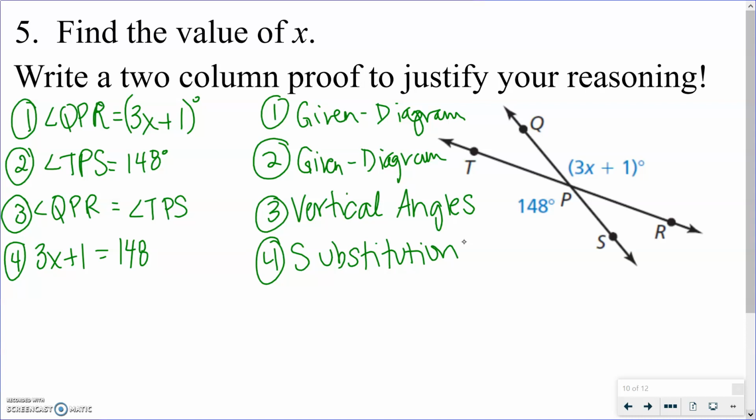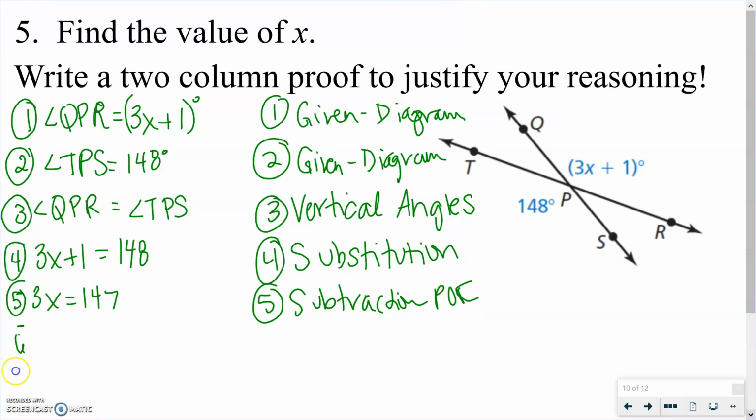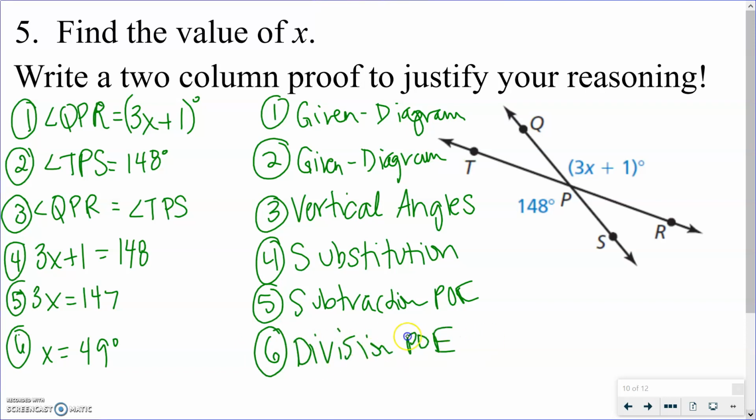Okay, then I'm like, oh hey, this is an equation I can solve. So I'm first going to start by subtracting 1 from both sides. So I'm going to get 3x equals 147. Okay, so that's the subtraction property of equality. And then I can divide and get that x is equal to 49 degrees. Okay, and then my reason for being able to say that is because I divided, so it's the division property of equality.